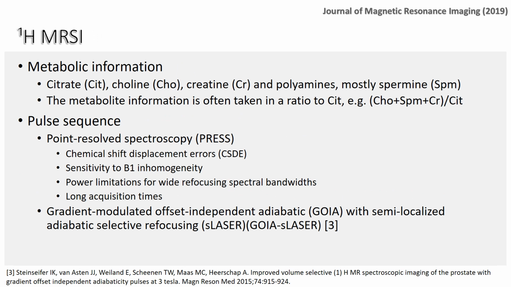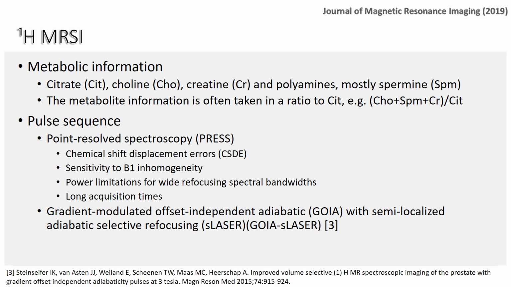MRSI provides metabolic information such as citrate, choline, creatine, and polyamines, mostly spermine, from prostate tissue. Due to the difficulty of separating the nearby resonances of choline, spermine, and creatine, these are often taken together in a ratio to citrate, for example, choline plus spermine plus creatine per citrate.